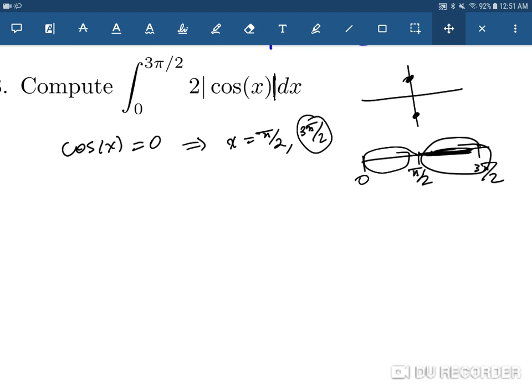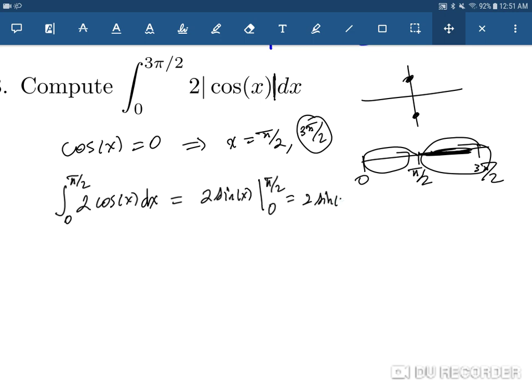Okay, so integrate from 0 to pi over 2 of 2 cosine of x. This will give us 2 sine of x evaluated from 0 to pi over 2. So that's 2 sine of pi over 2.